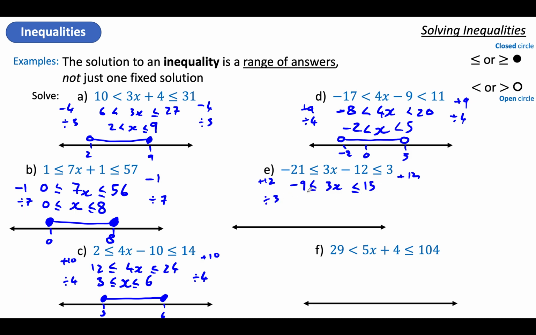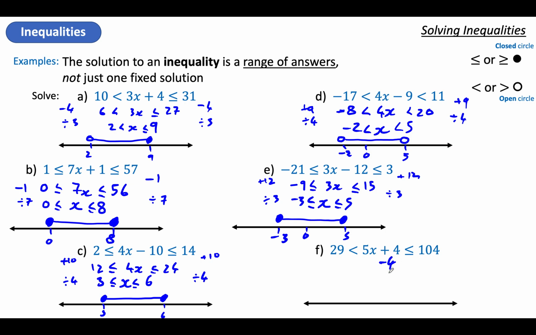And then divide by that number touching the letter. Divide by 3. So minus 3 is less than or equal to x, which is less than or equal to 5. So there's my two boundaries, minus 3 and 5. 0's in there, so let's put that in as well. And these are both filled in circles with a line between them.